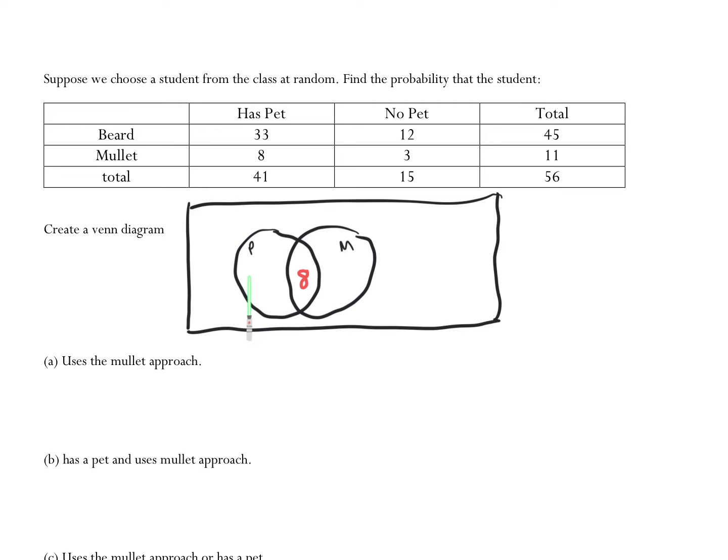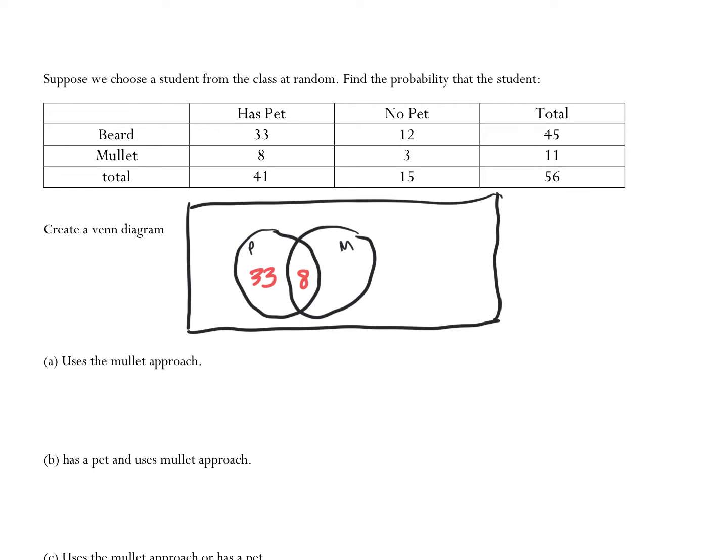What does this section represent? Total number of people who have pets. Sorry, thank you for playing. Because to be in this section, you have a pet, but you don't use the mullet-style toilet paper. Because it's outside the M circle. So this should, in fact, be 33.